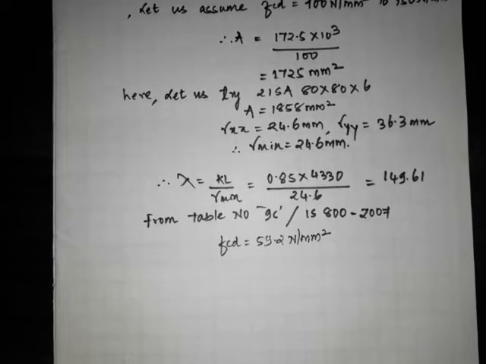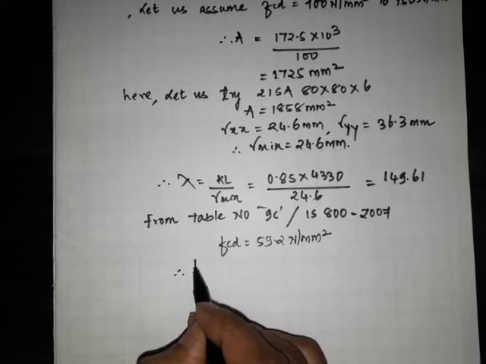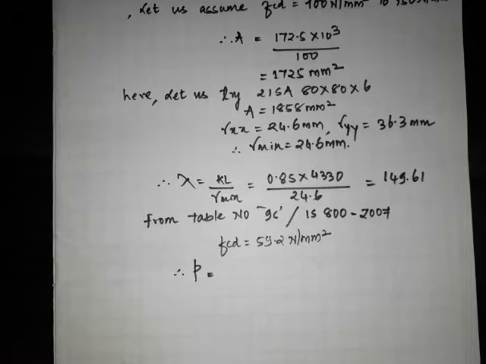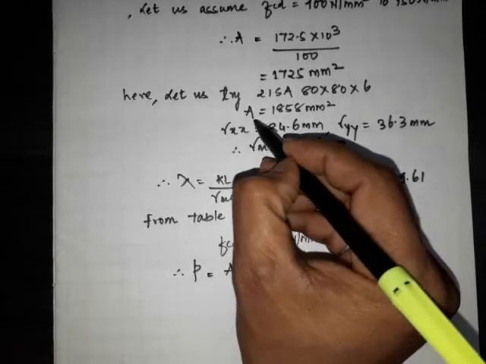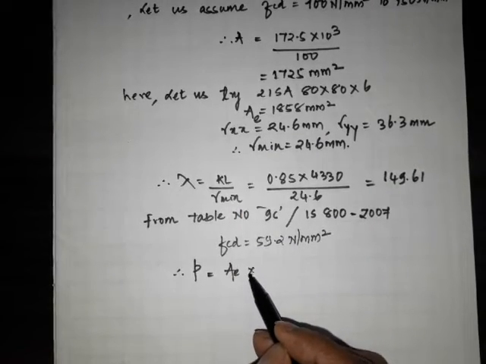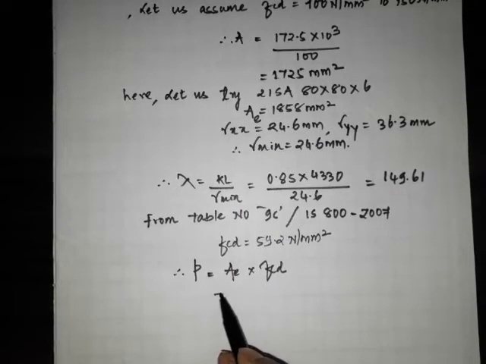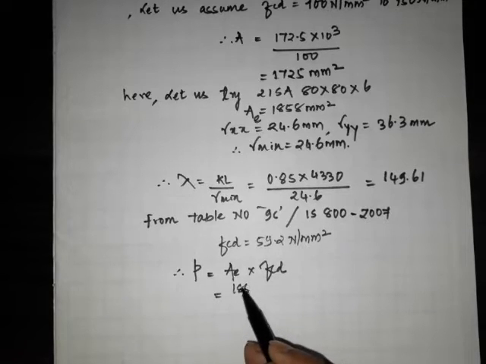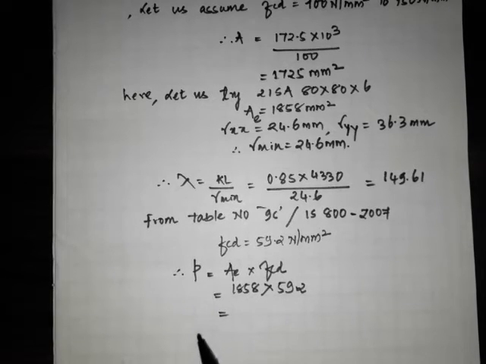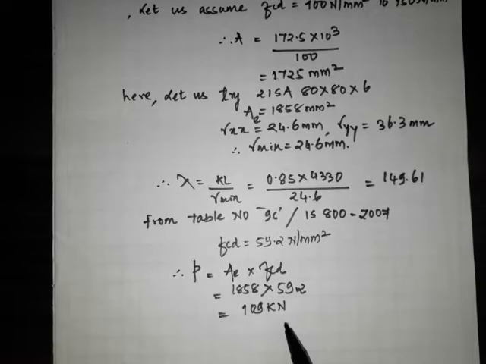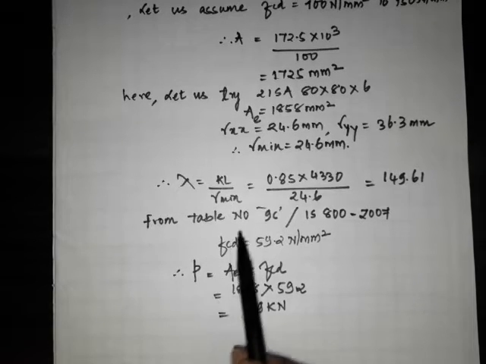So therefore PCD, the load carrying capacity of that section, is nothing but AE into FCD. AE is 1858, FCD is 59.2. So we get P as 109 kilonewton, the load carrying capacity of this particular member, that is 2 ISA 80 by 80 by 6.